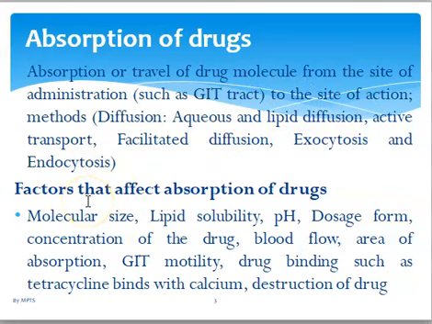Which factors affect absorption of drugs? One is the molecular size, lipid solubility, pH, dosage form, concentration of the drug, blood flow to the area, area of absorption, and GIT motility. Imagine you're giving a tablet to someone who has diarrhea. You're not giving time for the drug to be absorbed. That's why if a patient is vomiting, we either use intravenous or we use the rectum for administration.